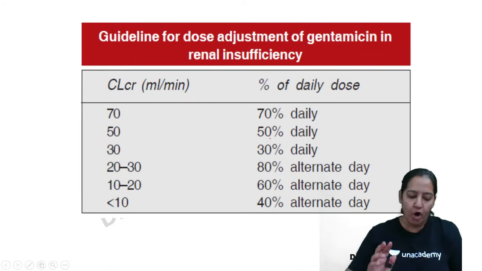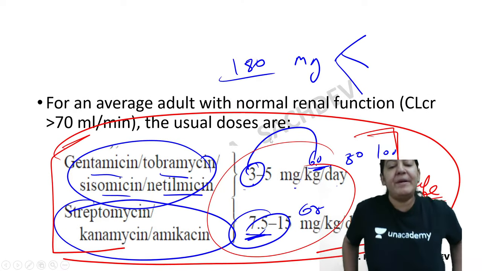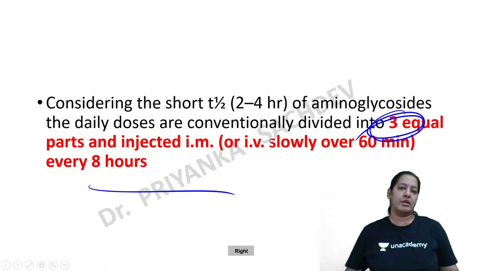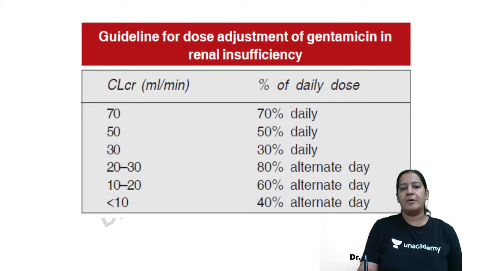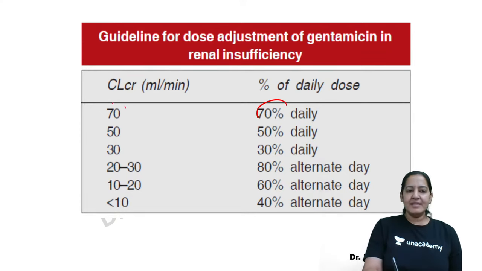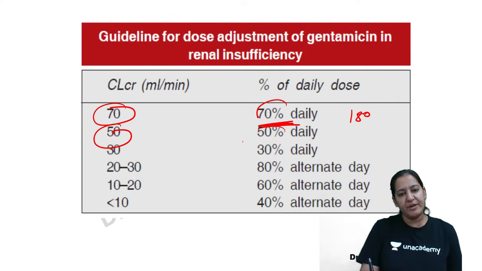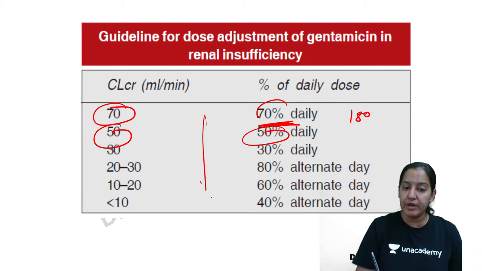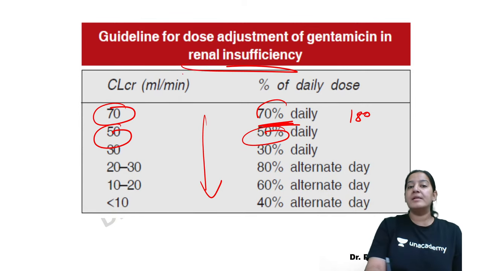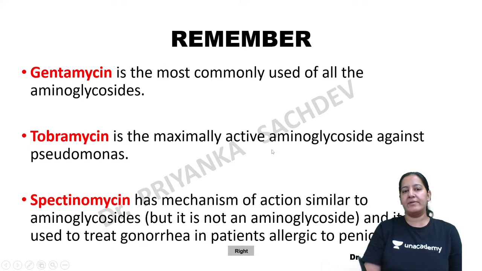If the patient is having normal GFR, these are the doses. If the patient is having renal failure, then what are the doses? If the GFR or the clearance is 70, give 70% of the dose. Total, how much did you calculate just now? 180. 70% of 180, just for a 60 kg patient I'm talking about. If the clearance is 50, give 50% of the dose. Likewise, you have to reduce the dose according to renal insufficiency. So it depends on the clearance. Give me a thumbs up.